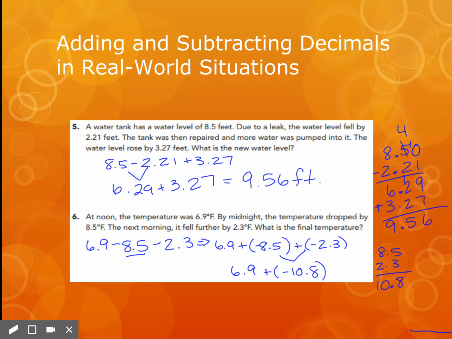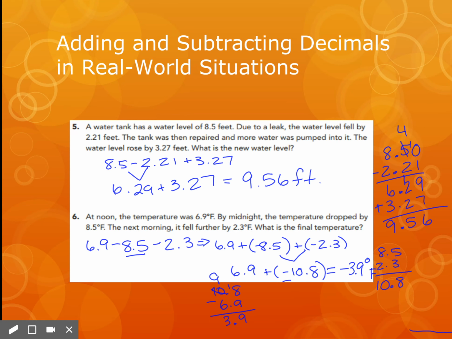And because I'm adding a positive and a negative, what I'm going to do is actually subtract them and keep the sign of the larger digit. So in this case, my larger digit is negative. So I know my answer will be negative. And now I'm just going to do 10.8 minus 6.9. So I can't borrow from there. So this is 9. 18 minus 9 is 9. And 9 minus 6 is 3. So your answer should be negative 3.9 degrees Fahrenheit.